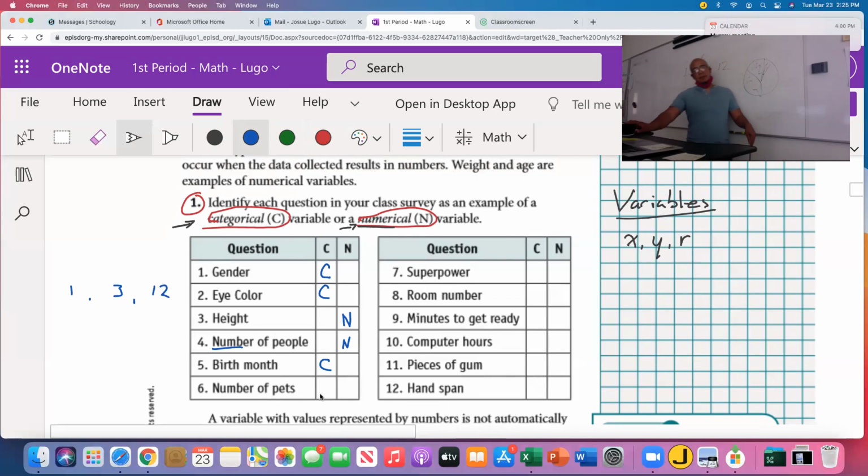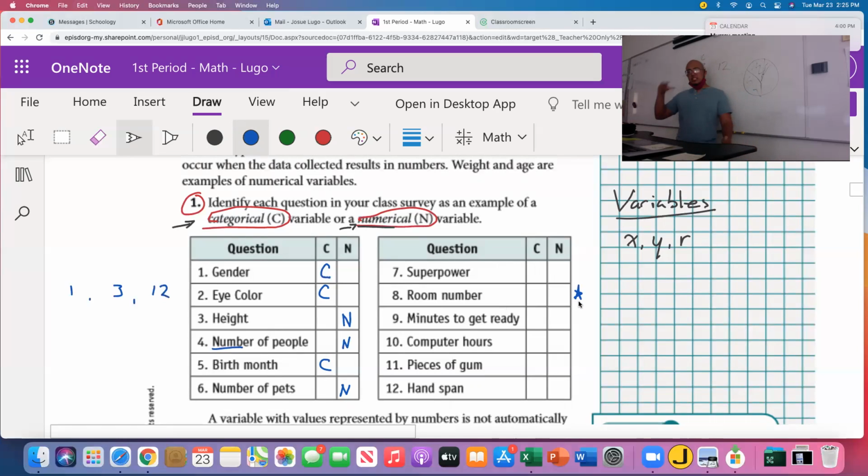And finally, for number of pets, that would also be numerical, because again, 1 cat is different than 4 cats. 4 is more than 1. 4 actually means something. It is countable, right? That is a measurable difference. Very, very good. So try the next ones. Superpower. Is that categorical or numerical? The only other one that I will give you is room number, ladies and gentlemen.